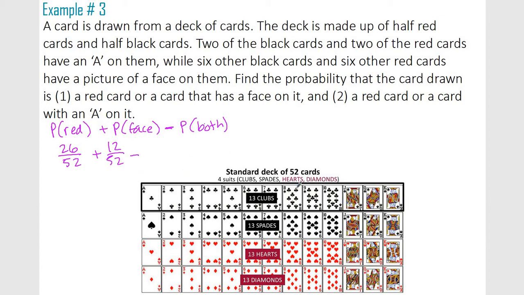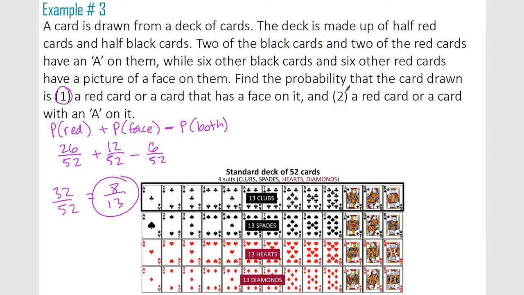And I have an overlap of 6 red face cards. So 26 plus 12 minus 6 is going to be 32 out of 52. And we can simplify that to 8 out of 13. There we go. So that's the first question.